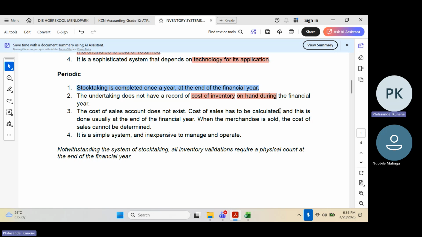That is periodic, so that's when stock taking is occurring. That's when they start counting the stock at the end of the year.